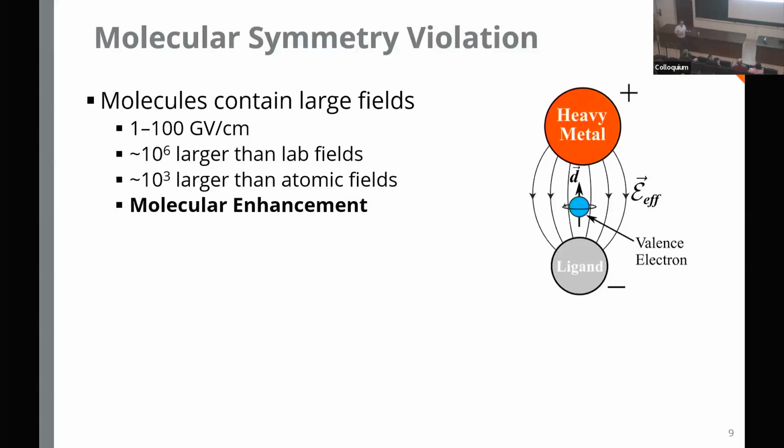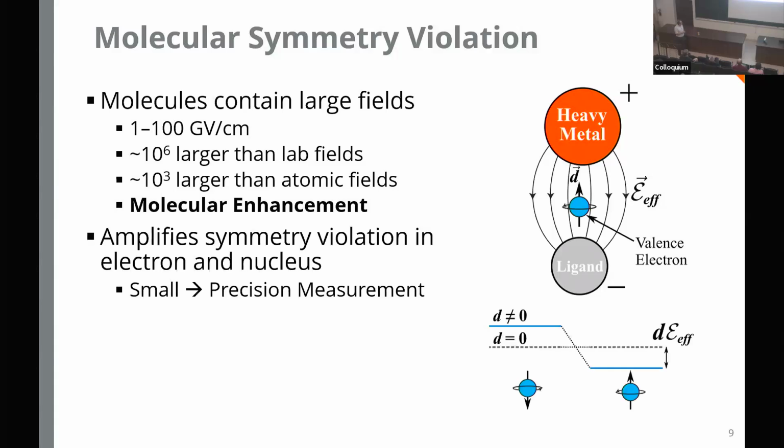If you want to look for electromagnetic properties of particles, you want to put them in a large electromagnetic field to study how they respond. And it turns out molecules, polar molecules, have essentially the largest electromagnetic fields that you can find. The electric field inside heavy polar molecules can be up to 100 gigavolts per centimeter, which is around 1,000,000 times larger than fields you can create in the laboratory and is around 1,000 times larger than fields you can access in atoms. So we in the community call this molecular enhancement. And the idea is that these large fields amplify symmetry violating electromagnetic observables in electrons or in nuclei.